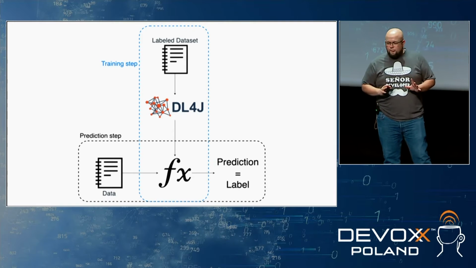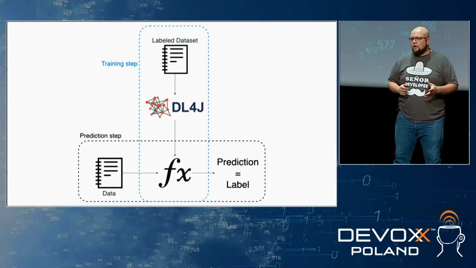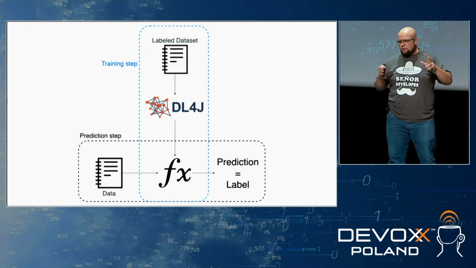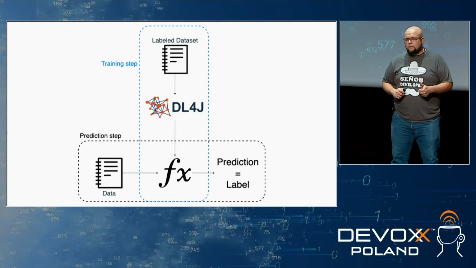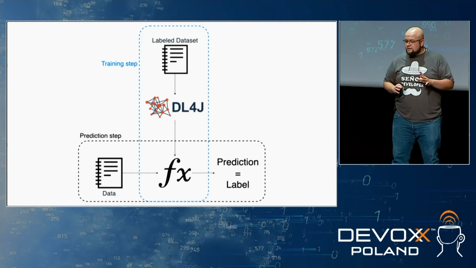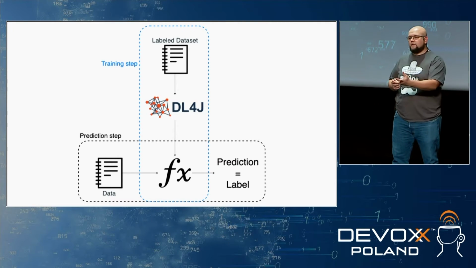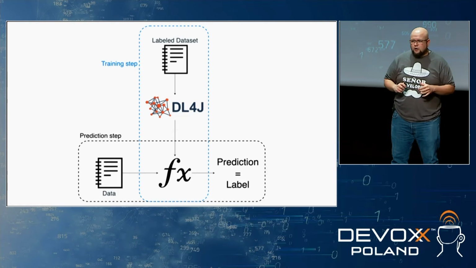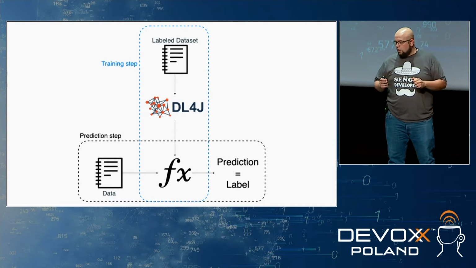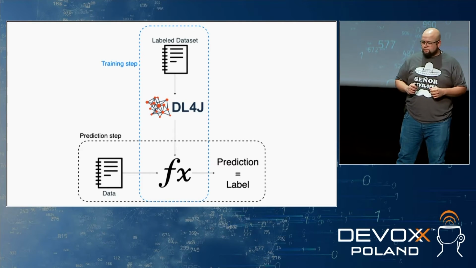So now, there are 2 big steps, let's say 2 big phases during the machine learning process. One is the training step, and the other one is the prediction step. The idea is that on the training step, you get the data set, you process it with something, in this case, Deeplearning4j, and then you will get this mathematical formula that you will use later on the prediction step. So you feed data to this prediction step, and then you get the prediction.